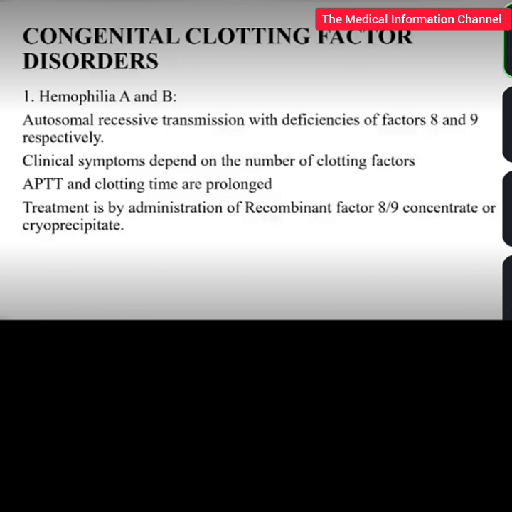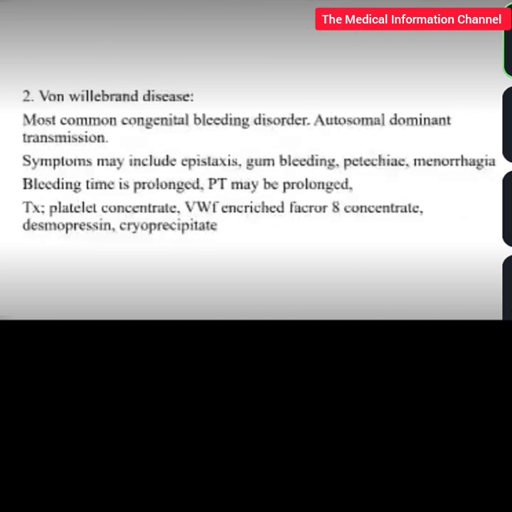Congenital clotting factor disorders are hemophilias A and B, and they are both X-linked recessive in transmission. And they are basically the deficiencies of factors 8 and 9 respectively. The clinical symptoms depend on the level of clotting factors present in the individual. The activated partial thromboplastin time and clotting time are prolonged, and treatment is usually by the administration of recombinant factor 8 or 9 concentrate or by use of cryoprecipitate.